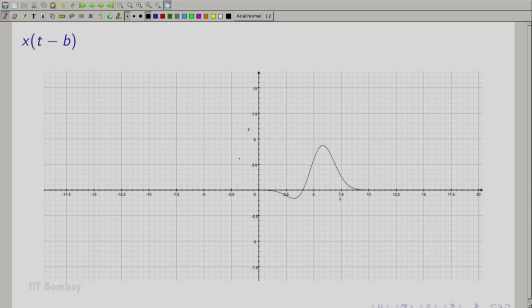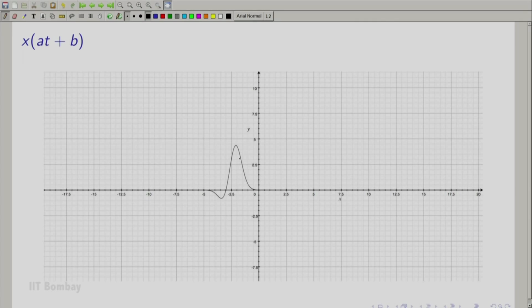This is similarly a graph of t minus b. Here, as expected, the entire graph has shifted to the right instead of to the left. Now we combine both the transformations we have studied so far, multiplication of the independent variable and a linear shift. So this is the graph for x of at plus b. As you can see, the effect of a can be seen in the compression observed in the graph. The effect of b can be seen as the graph has shifted to the left and not to the right.